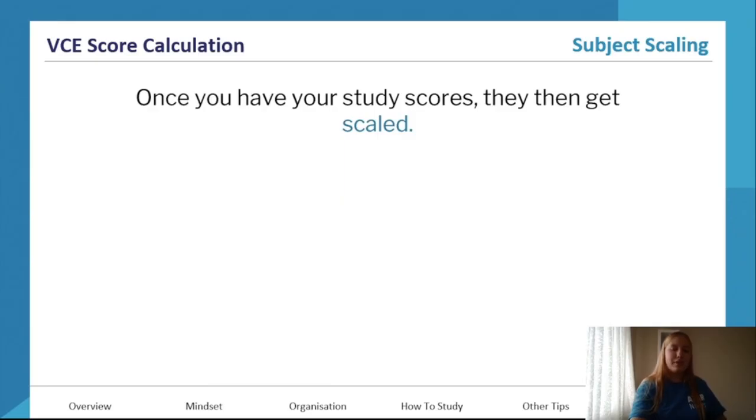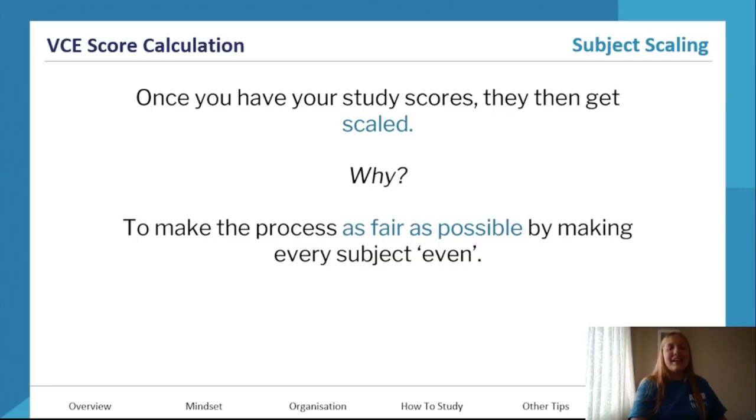So once we have our study scores, which consist of our exams and our SACs and how much they're all worth, they will then get scaled. This might be what a lot of you guys have been looking forward to, talking about subject scaling. Now, why do they get scaled? It makes the process as fair as possible by making every subject even to all of the other subjects.